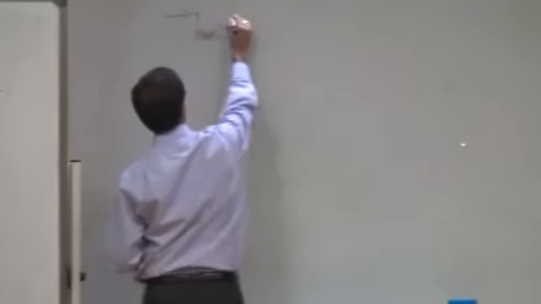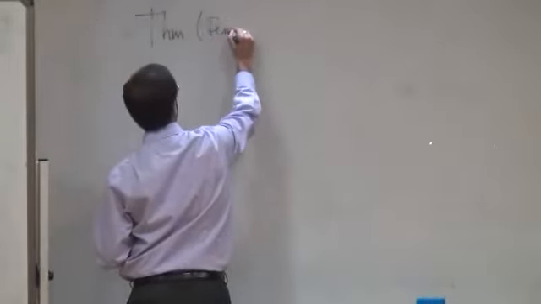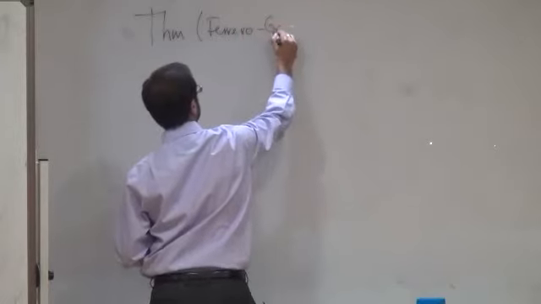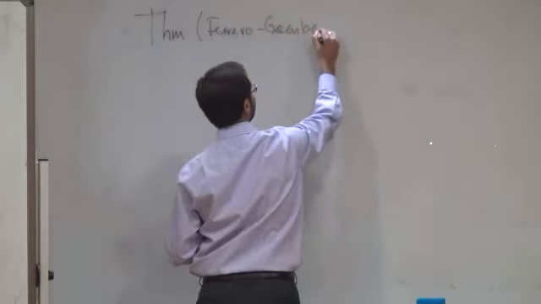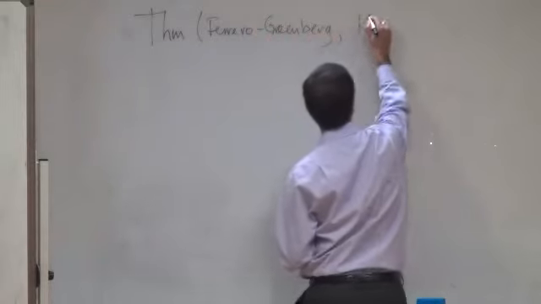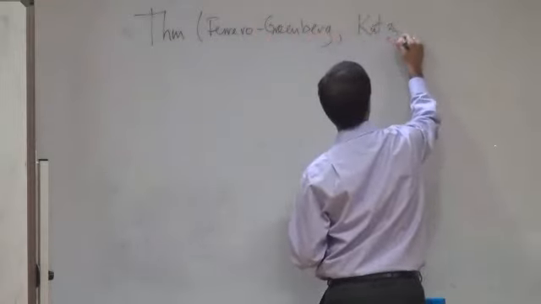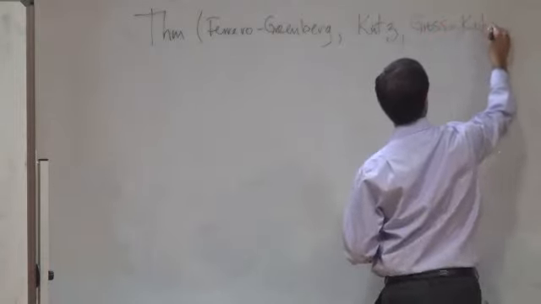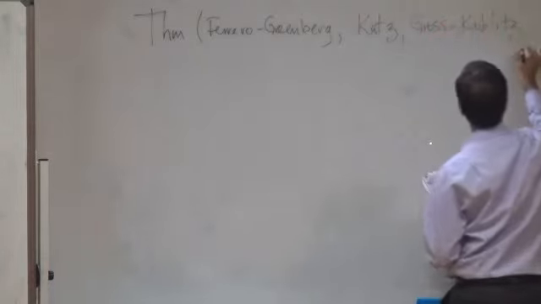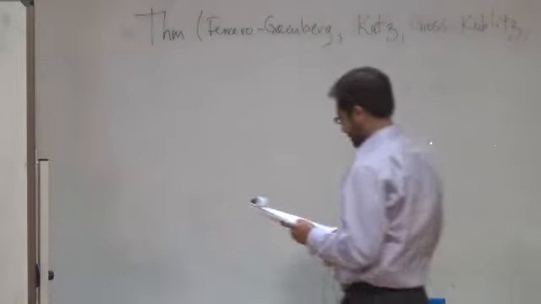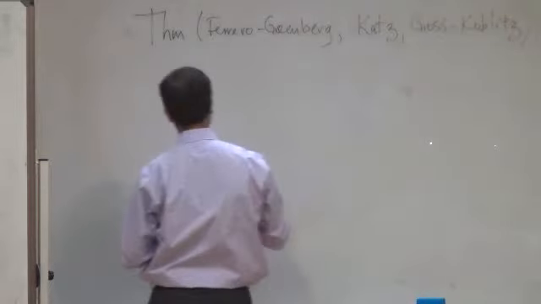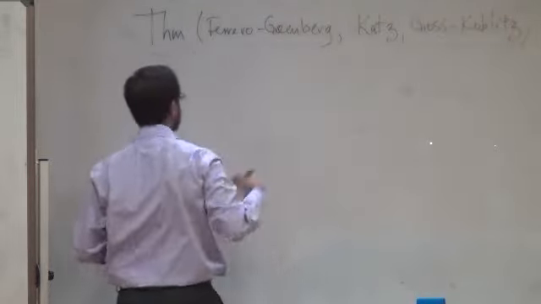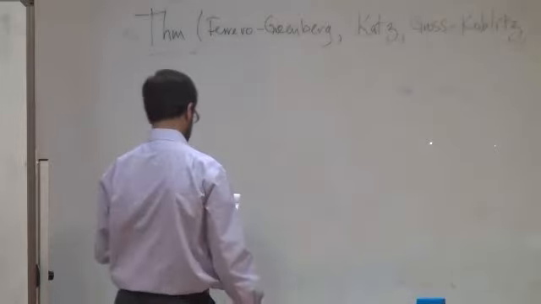So this is the theorem of Ferrero-Greenberg, Katz, and Gross and Koblitz. So I'm stating it all together in one theorem, and I won't even actually mention the formula for the Gauss sum precisely.